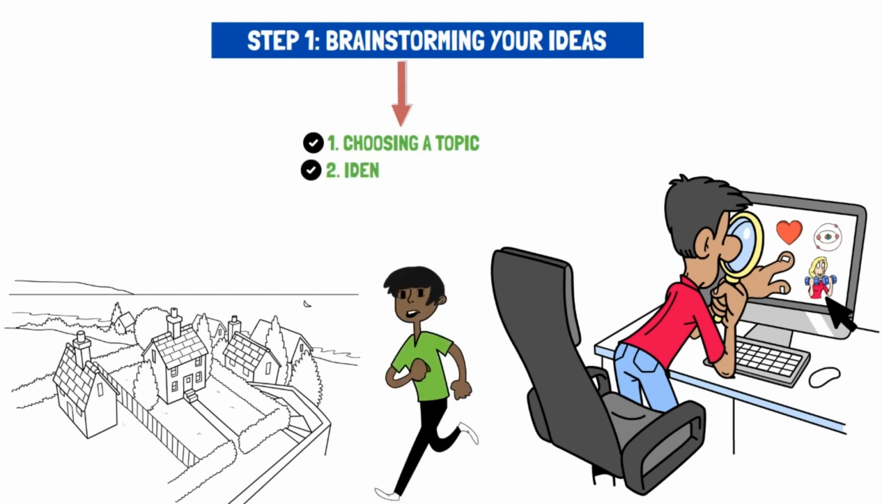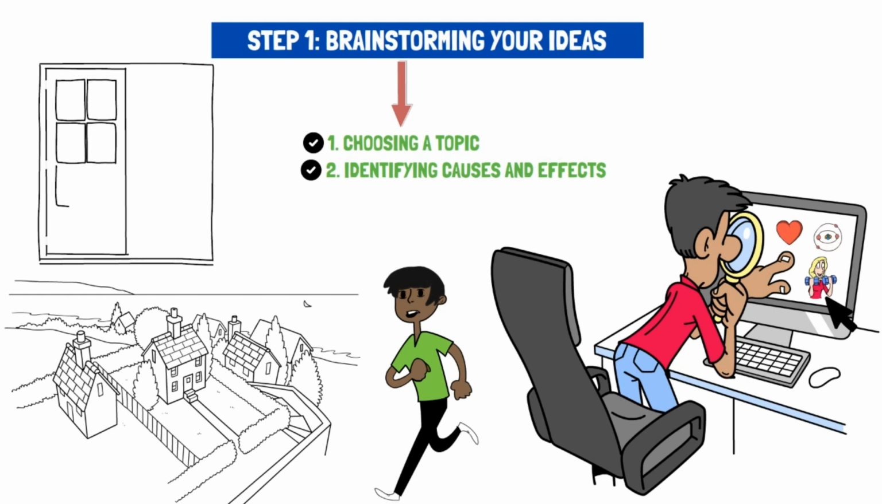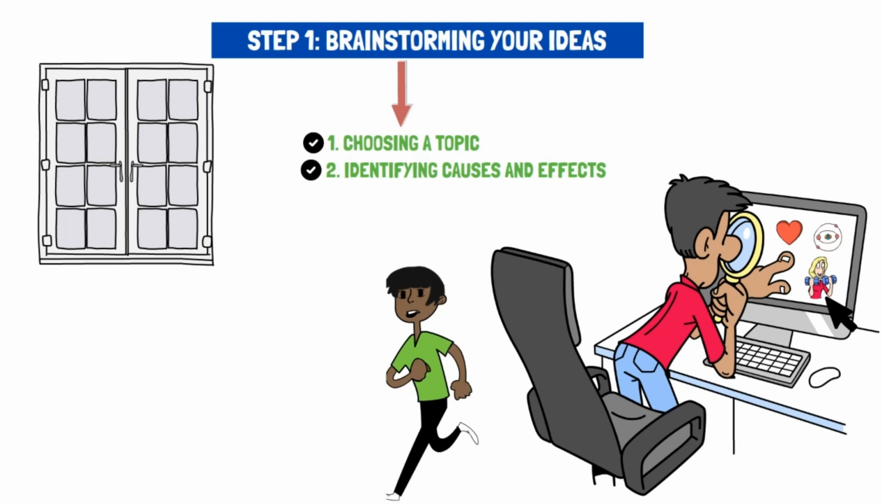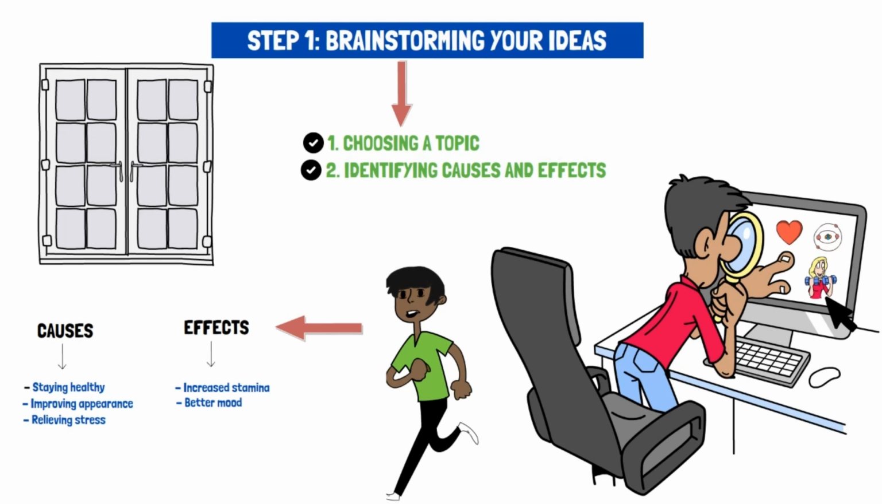Identifying causes and effects. Now, jot down all the reasons why people might engage in this activity and what results from it. Imagine setting up the framework of your house. Where will the walls go? What purpose does each room serve? For exercise, causes might include staying healthy, improving appearance, or relieving stress. Effects could be increased stamina, better mood, or even social connections.